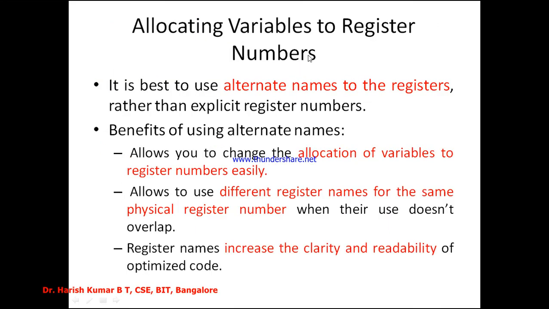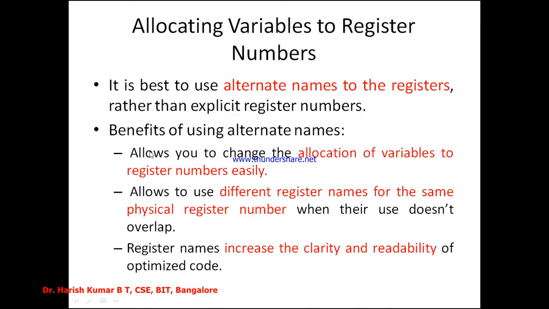Now, allocating variables to register numbers. It is best to use alternate names for the registers rather than the explicit register numbers. This is what we understood even in the previous class. I showed you that you can give alternative names to the register numbers by using the assembler directive RN. It is always good practice to give alternative names to the registers instead of using the direct register numbers. Now what are the benefits of using the alternate names?